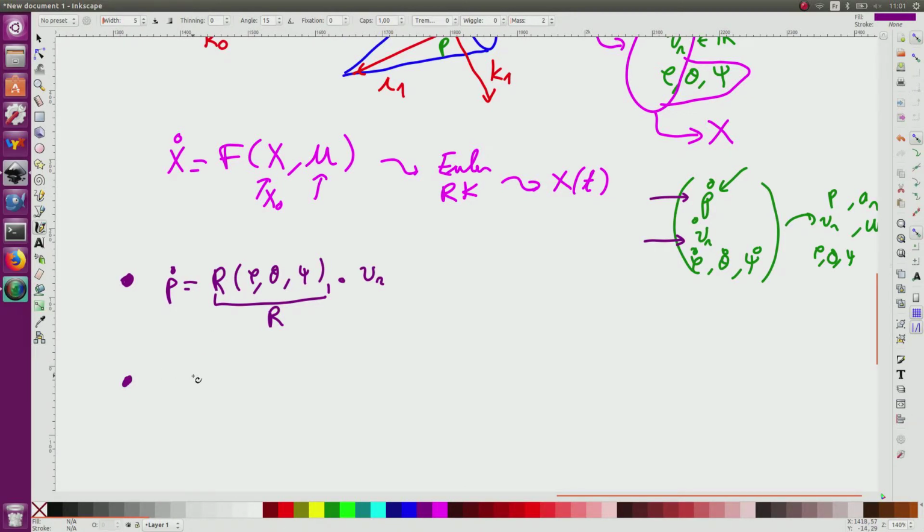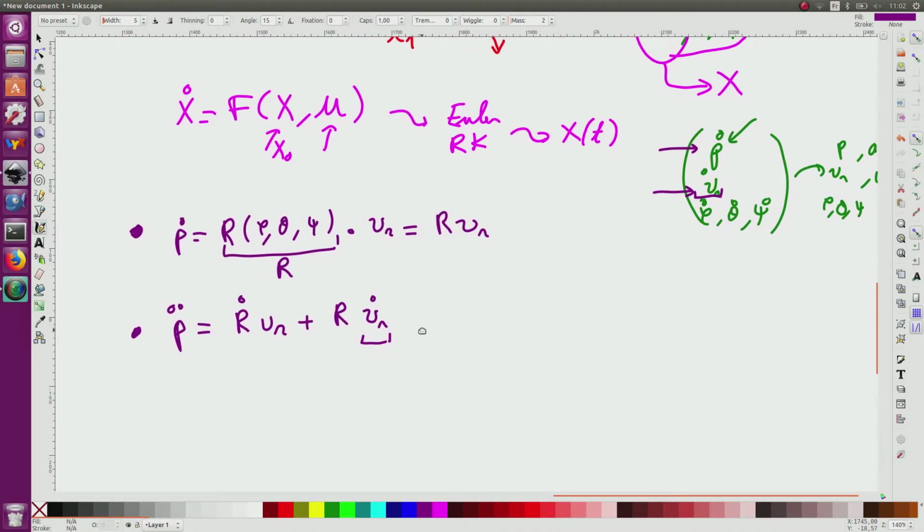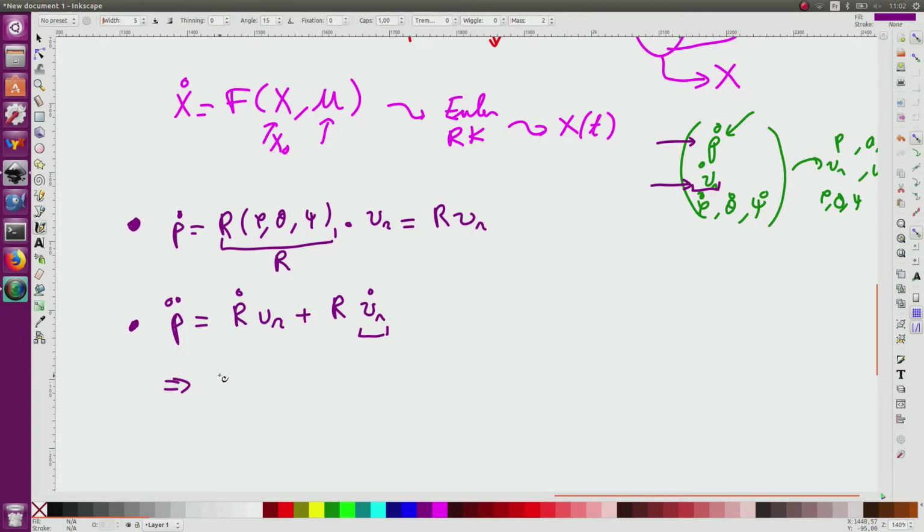So I will compute the derivative of the previous equation. I will get p dot dot equal to the derivative of R VR, so R dot VR plus R VR dot. Then I will isolate VR dot because it is what I want to isolate in the state equation. If I do this, I will obtain VR dot equal to R transpose p dot dot, because the inverse of R is R transpose, minus R transpose R dot VR.